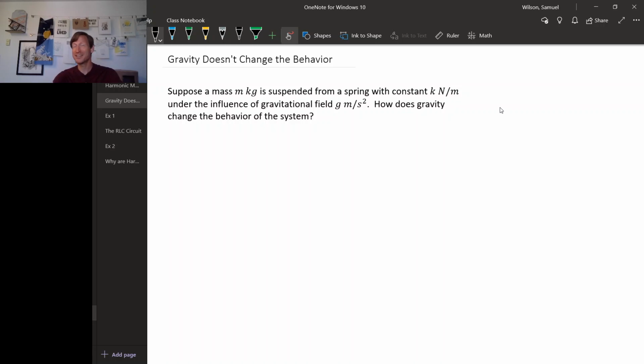Now, the title kind of spoils the surprise. It turns out that gravity doesn't really change the behavior of this situation. We get a similar differential equation, but it's worth looking at why that's the case.